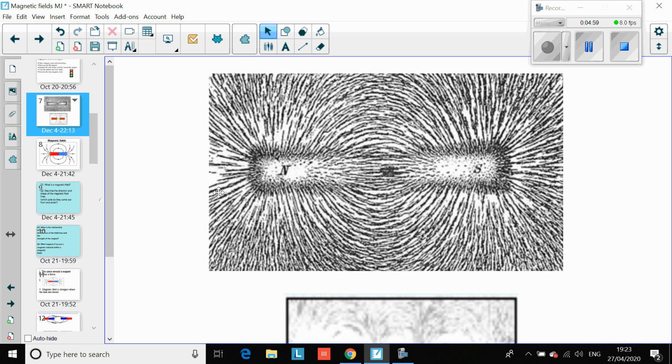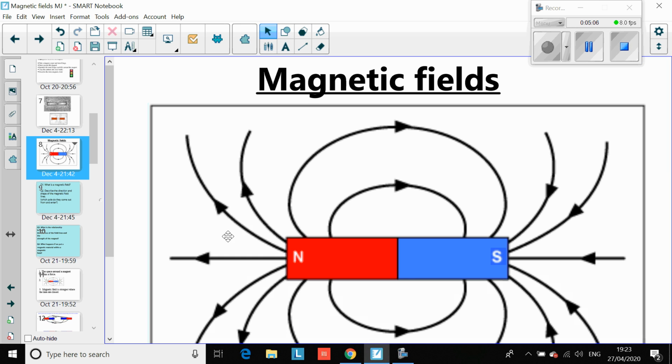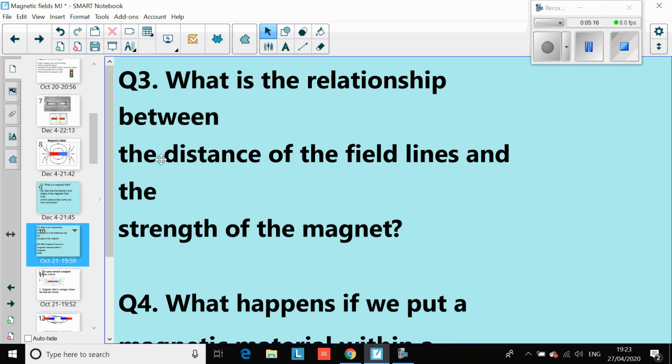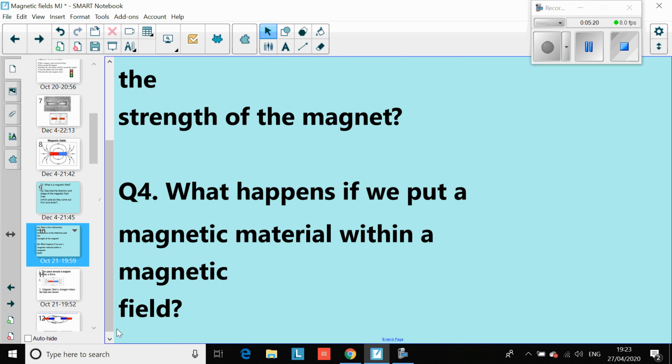If you go back to this diagram, look at how the iron filings bunch together at the poles. Okay, so the fact the field lines are close together means that is where the magnetic field is strongest, at the poles. So you can answer question 3 now. Question 4, what happens if we put a magnetic material within a magnetic field? Now for this one, you're probably going to have to do this one yourself. So what I suggest you do is go and grab a fridge magnet or something like that around the house.